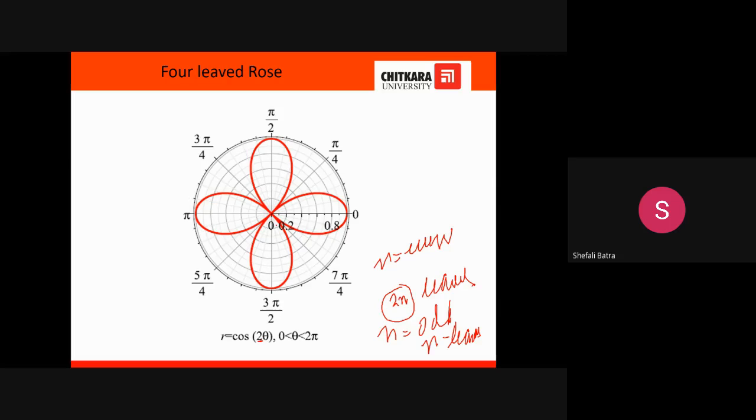If I'm asking you to find the area of one loop or leaf, this is also known as a loop or leaf, area of one loop of this curve, r is equal to cos 2θ. How to sketch it? We are sketching like this. And then if I'm asking about the area, you can find the area of this half leaf and then take it twice. That will be the area of one loop, right?